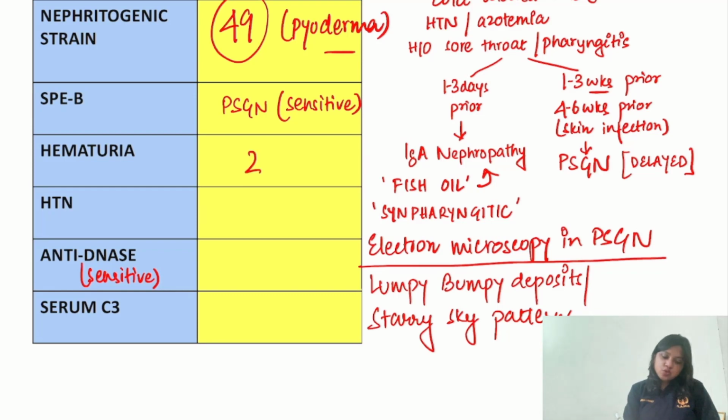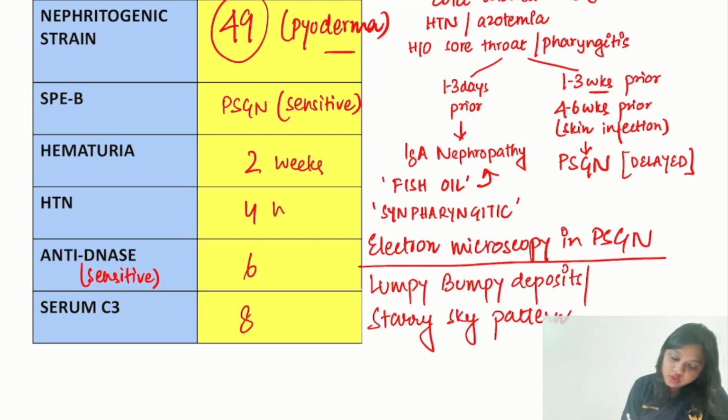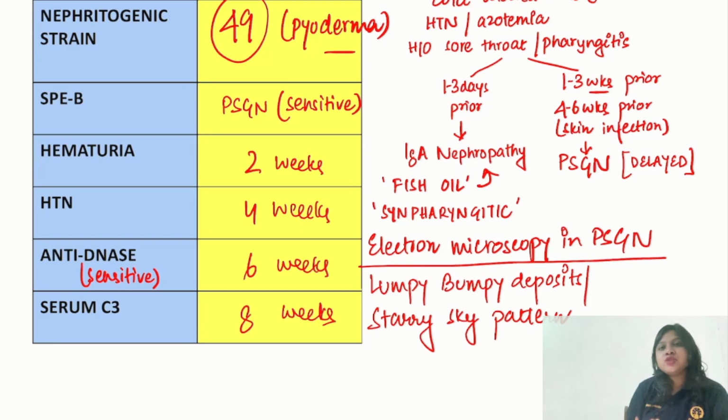So this is a mnemonic 2, 4, 6 and 8 and all in weeks. 2 weeks, 4 weeks, 6 weeks and 8 weeks. I usually tell my students and my residents that please remember like this. First is 2 symptoms, hematuria, hypertension. Then 2 investigations, anti-DNase, serum C3, right? So serum C3 already you know as a one-liner that serum C3 normalizes. This is when do these normalize in PSGN. You already know serum C3 normalizes in 8 weeks. So this is, you already know this, right?